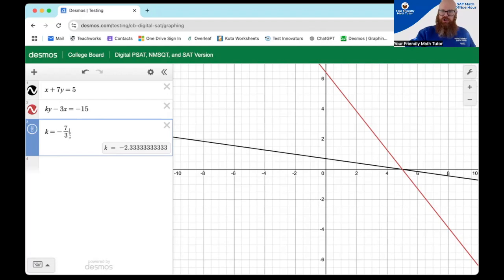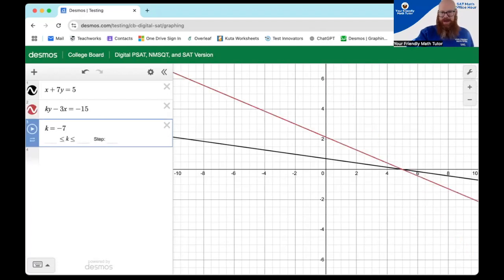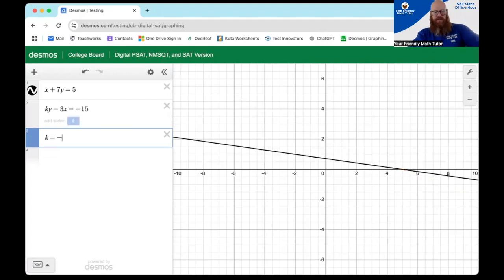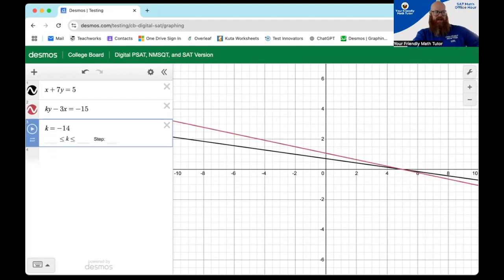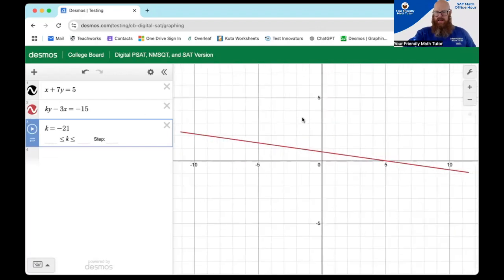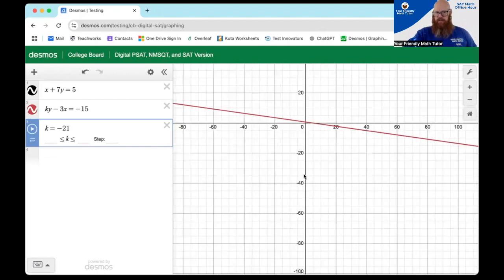So then what you want to do is just go through all the answers. Well, that's -7. That's answer choice B. Well, that clearly intersects once. Then I'm going to do -14. That intersects once, so the answer must be D, but just to double check, now I can see that if I zoom out enough.